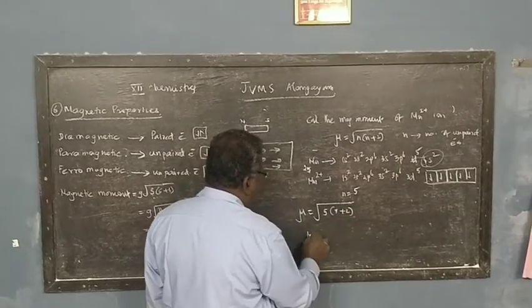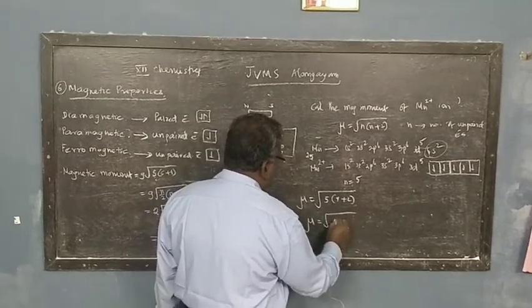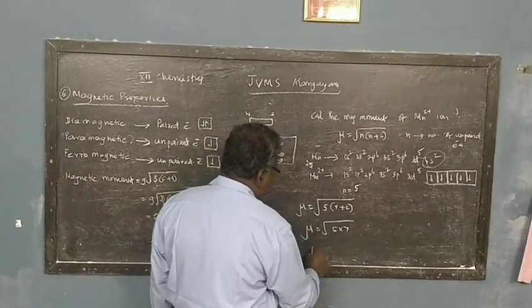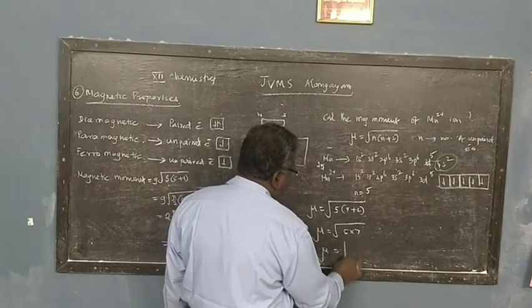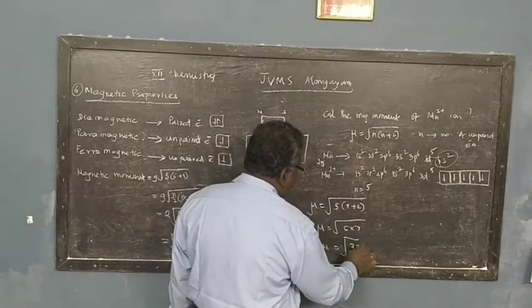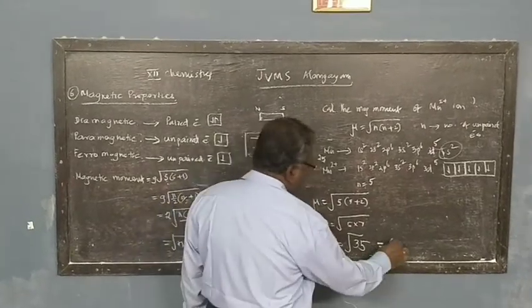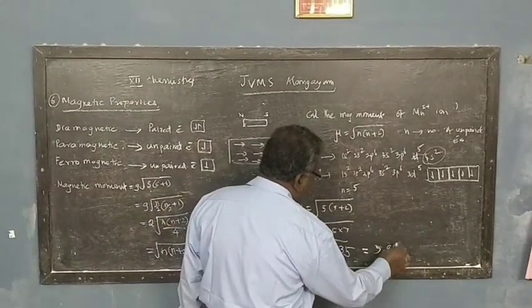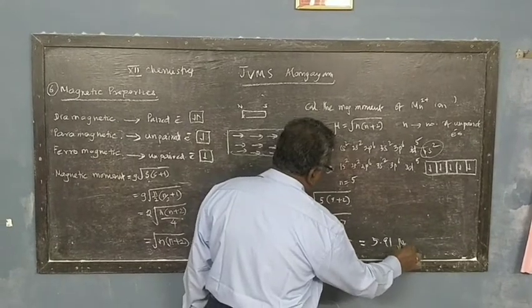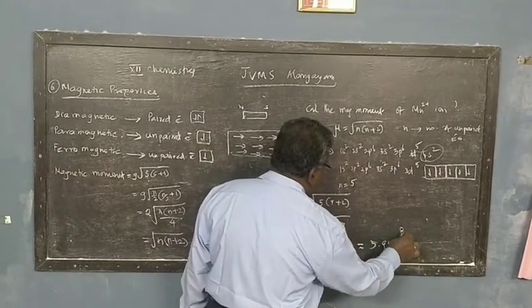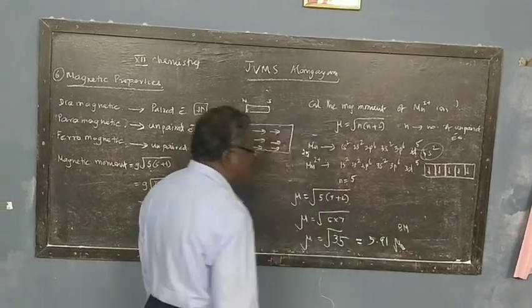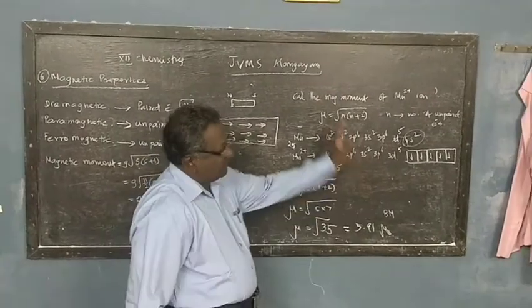That is root of 5 into 7, that is root of 35. So root of 35, root of 36 is 6. Therefore root of 35 will be 5.91 Bohr magneton. This is the unit, BM. So this is how you should calculate.